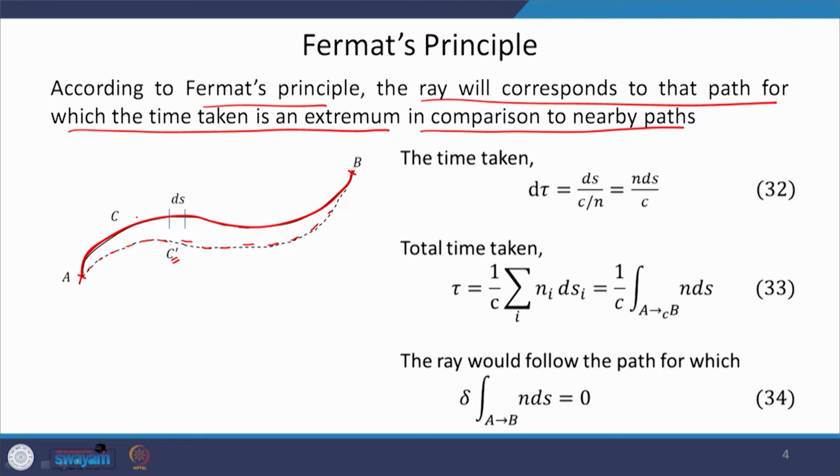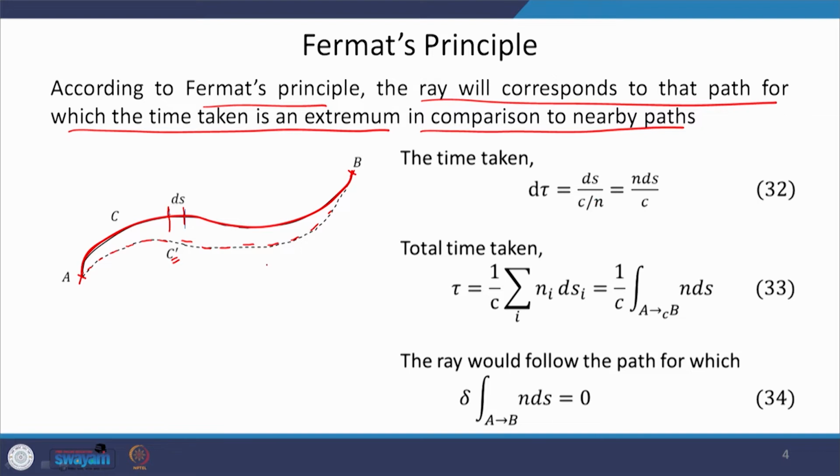Now, let us assume that in this path AB on curve C there is an infinitesimally small part of the curve which we call ds. Let us calculate the time which a ray takes in traversing this infinitesimally small element ds. This time can be calculated once we know the speed and refractive index of the medium in which the ray is travelling.